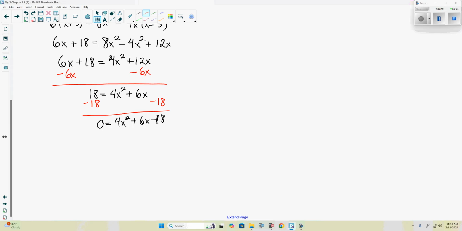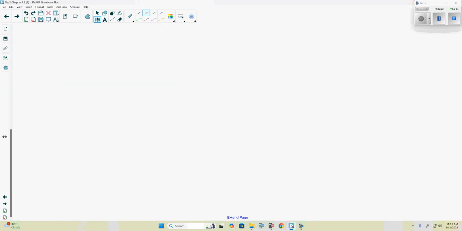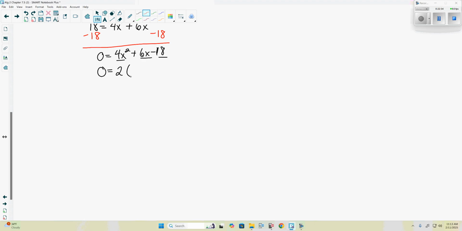Questions on this here? So we can factor this. 4x, 6x, and 18 have the greatest common factor of 2. And if we factor the 2 out, we're left with 2x squared plus 3x minus 9. Since the 9 is negative, our signs are opposite. Factors of x squared are x and x, 2 and 1. Factors of 9 are 1 and 9 or 3 and 3.